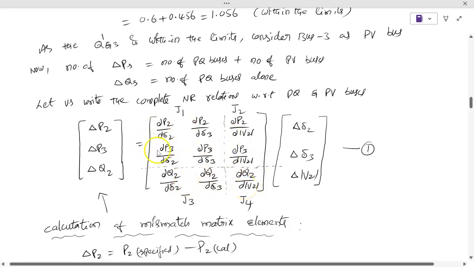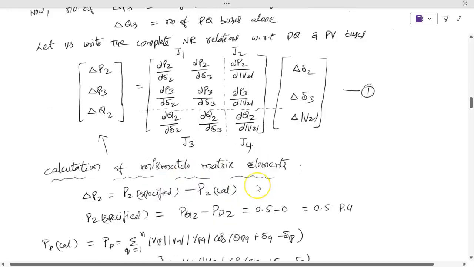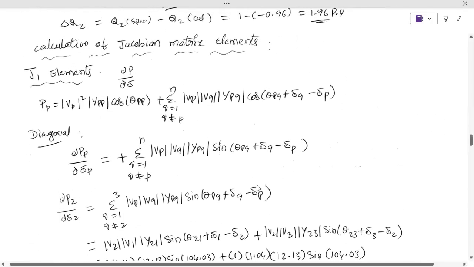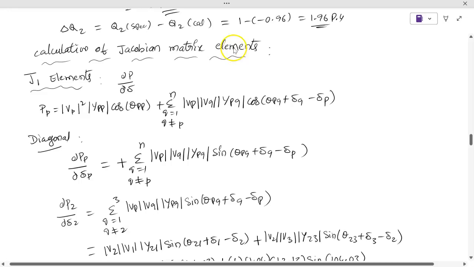Here, all J1 terms are ∂P/∂δ. All J2 terms are ∂P/∂V. All J3 terms are ∂Q/∂δ. All J4 terms are ∂Q/∂V. Keep it in mind. Now, calculation of Jacobian matrix elements. First, the J1 elements, the submatrix J1 elements.